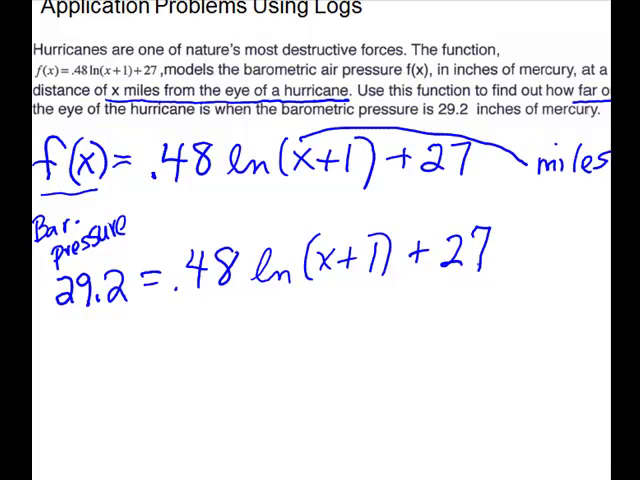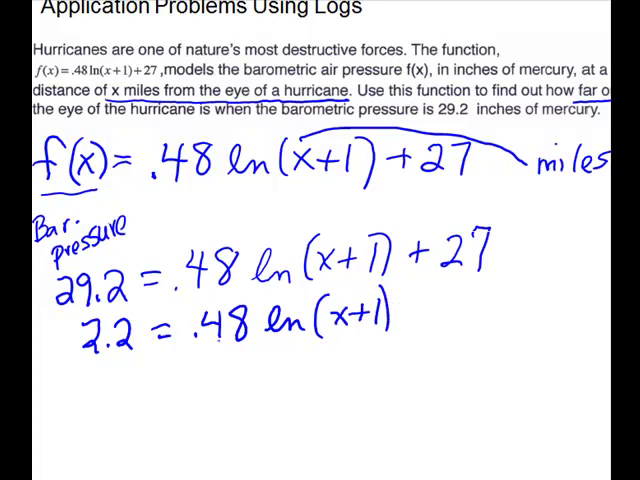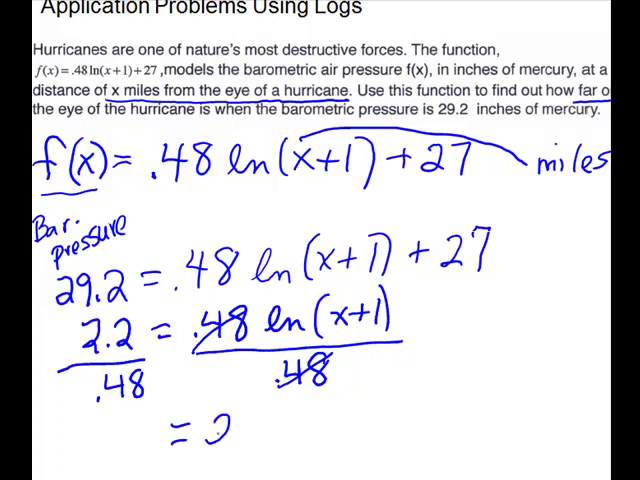So we want to get rid of this 27, so we'll subtract it from both sides. That will give us 2.2 equals 0.48 ln of x plus 1. We need to divide by 0.48. And that will go into your calculator, which gives us 4.583.